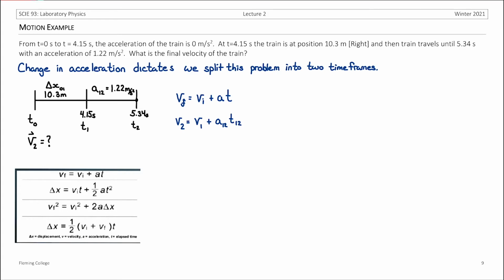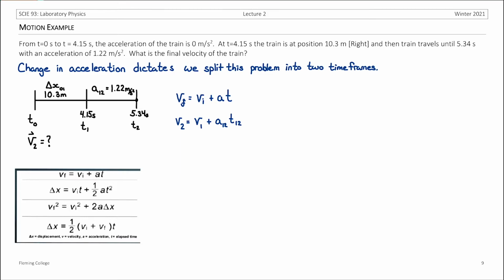I'm going to look at my given information and see if it's possible for me to find out what my velocity is at time 1. At time 1, I've been traveling a given amount of distance in a known amount of time. And remember, I was told my acceleration was 0 meters per second squared. So if I can calculate my average velocity in that time frame, I will know my velocity at this point in time. So let's make that substitution into our formula.